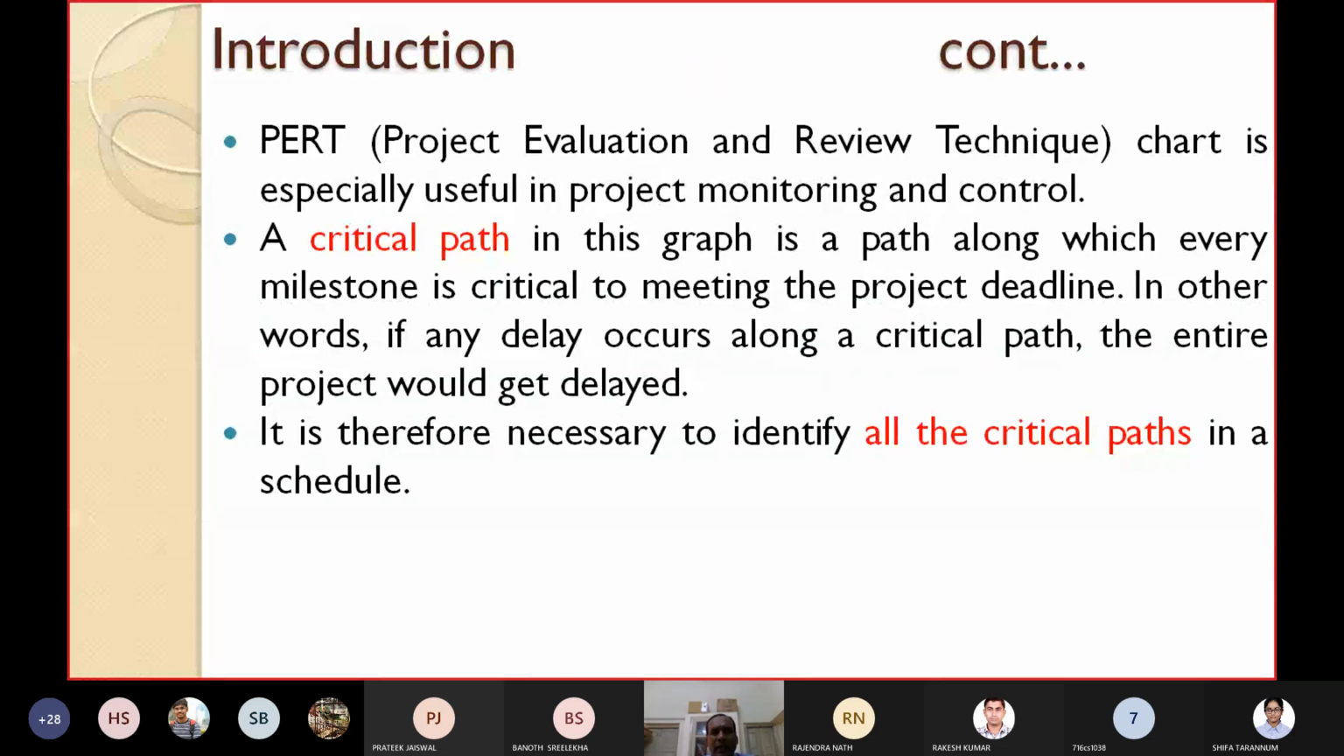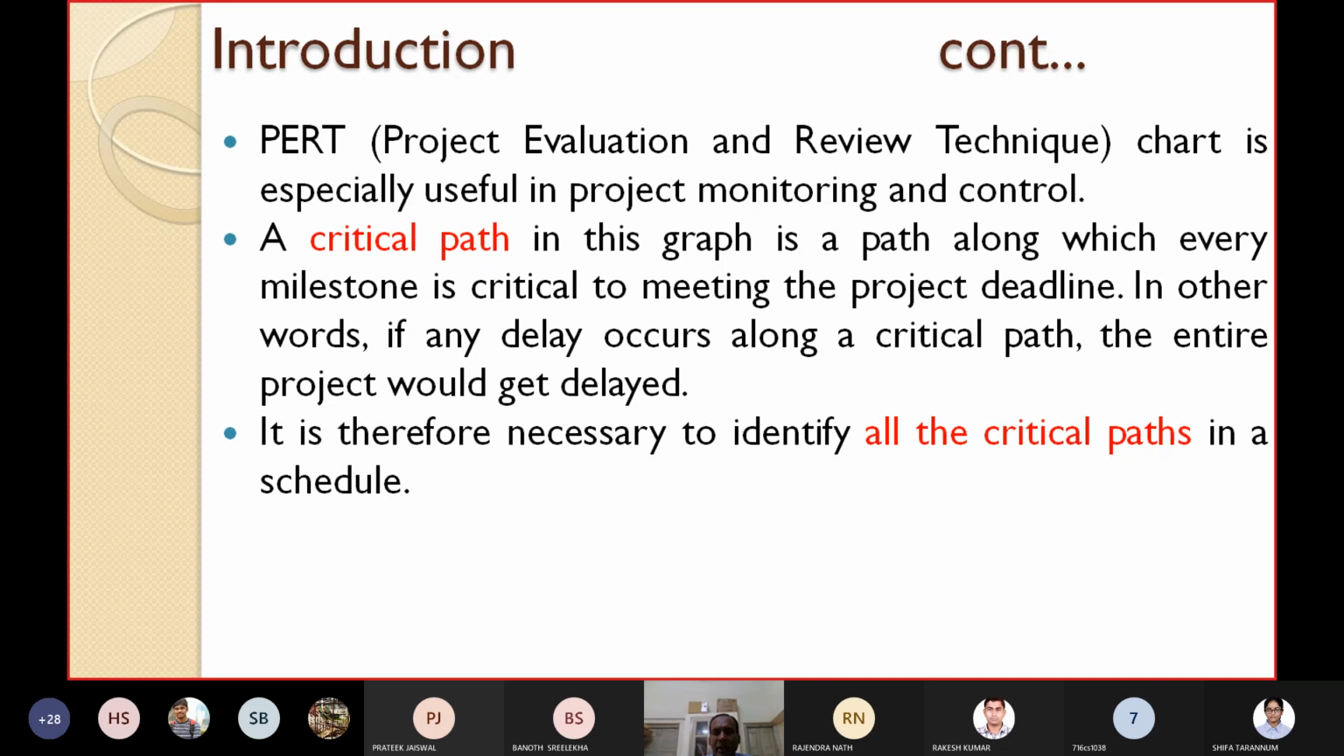We have already seen the PERT chart, which is especially useful in monitoring and controlling the progress of the project. And in PERT and CPM, we have already known about the critical path, and we have told you earlier that it is very necessary to identify all the critical paths in the schedule, because if any delay occurs in a critical activity, then the entire project would get delayed.